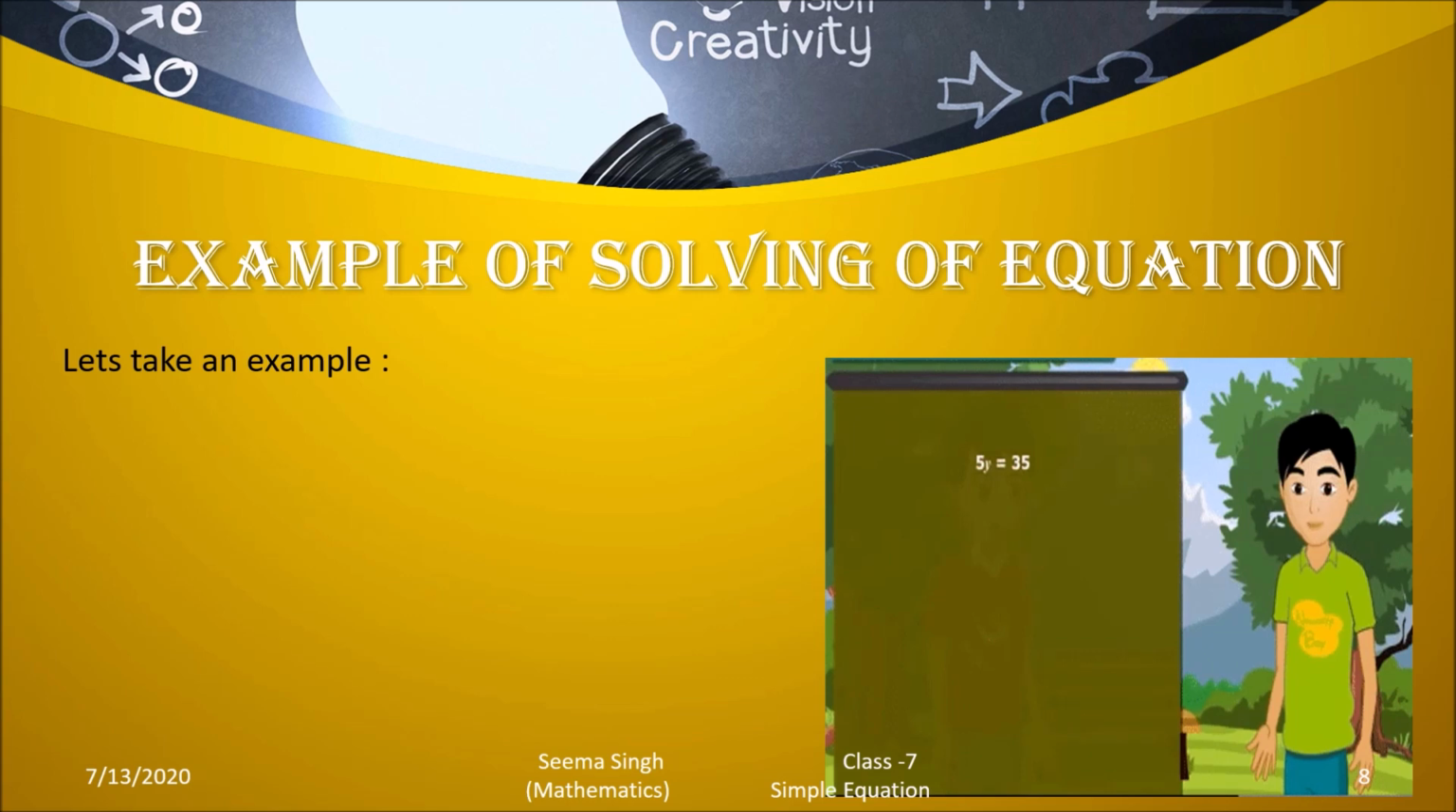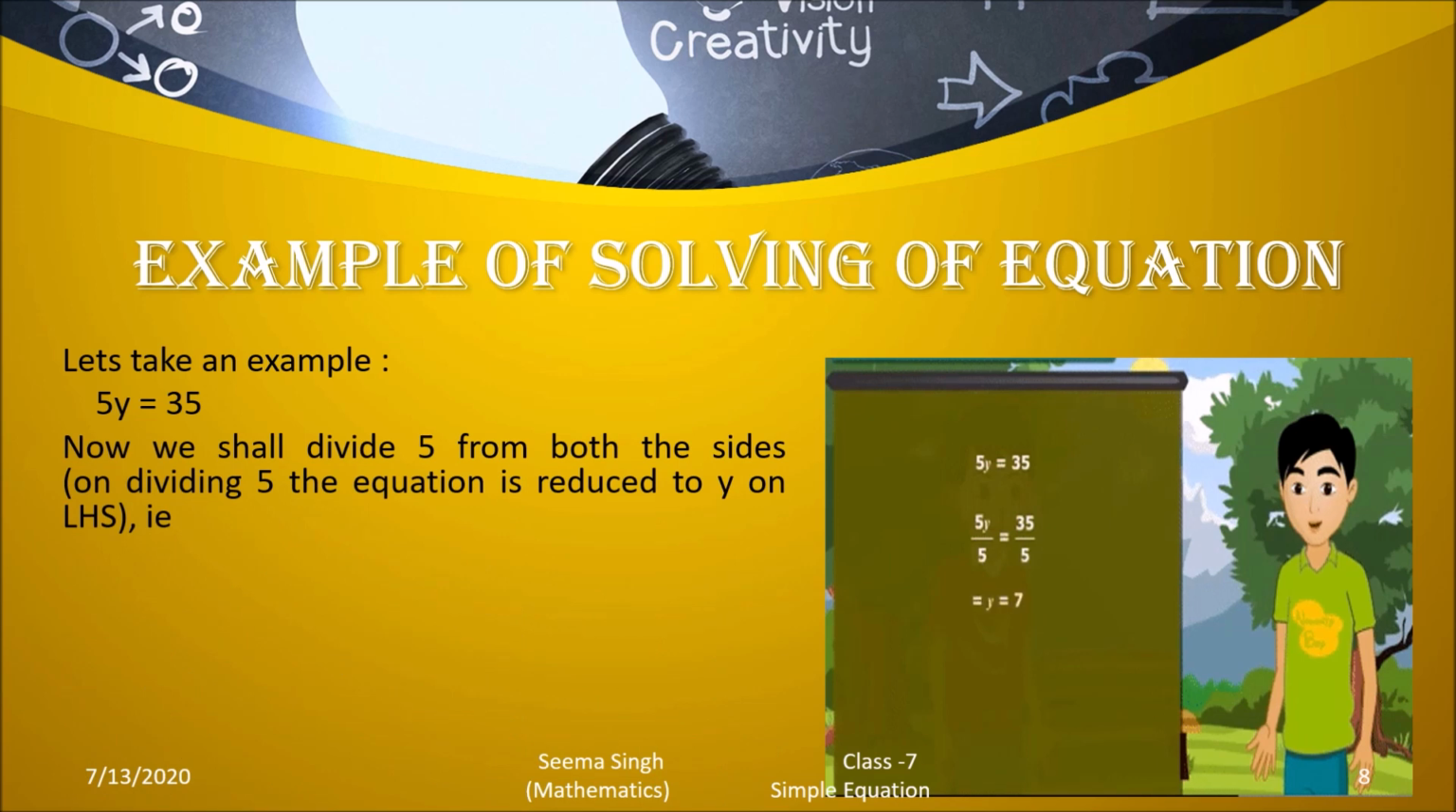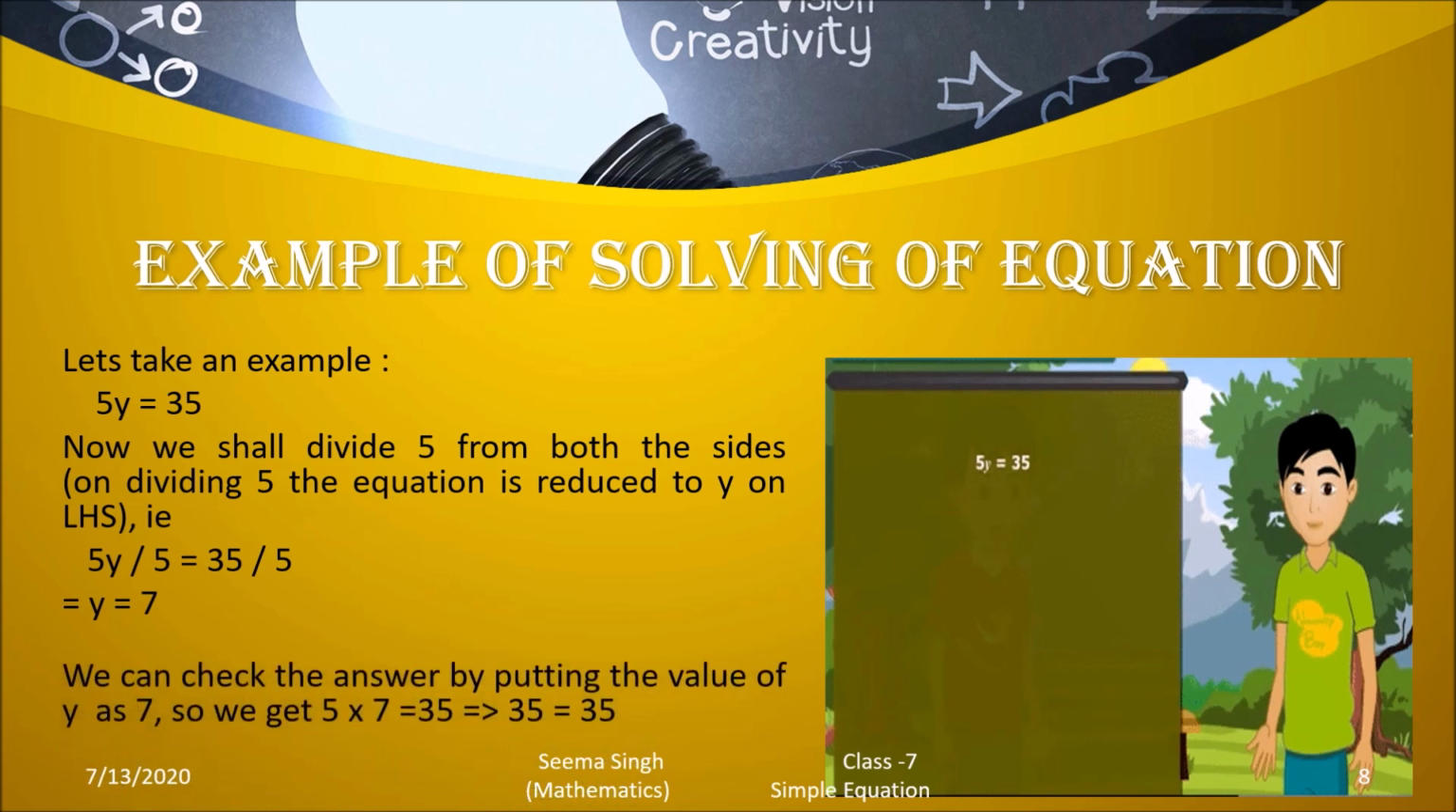Let us take one more example. This one is related to division and multiplication. We have the expression 5y equals 35. Now we shall divide both sides by 5, because on dividing by 5 the equation is reduced to y on the left-hand side. That is, 5y divided by 5 equals 35 divided by 5. So we get y equals 7.